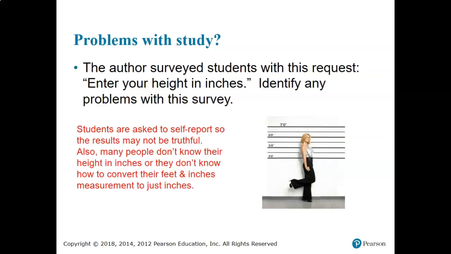Okay, that takes us to the end of section 1.1.